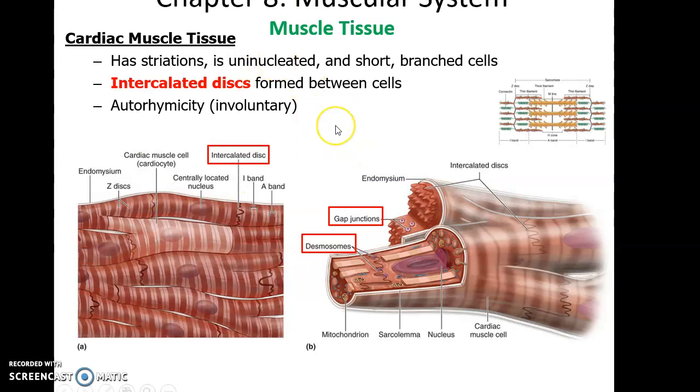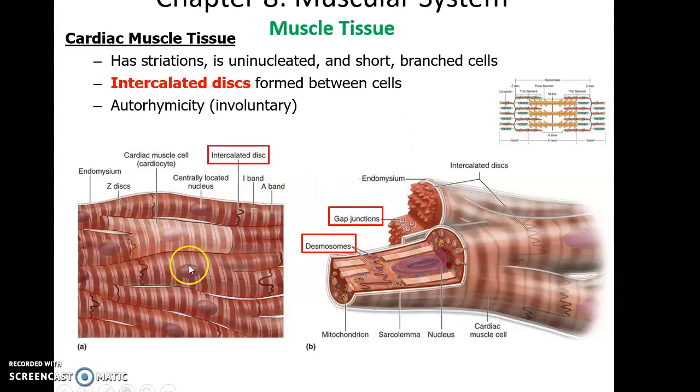Cardiac muscle tissue is similar to skeletal muscle tissue in that it has striations. So again, we have that dark light pattern going along the length of the cardiac muscle fibers. That, of course, means that cardiac muscle cells have myofibrils. However, there are a lot of differences between cardiac muscle tissue and skeletal muscle tissue. For instance, cardiac muscle cells are uninucleated. They only have one nucleus.